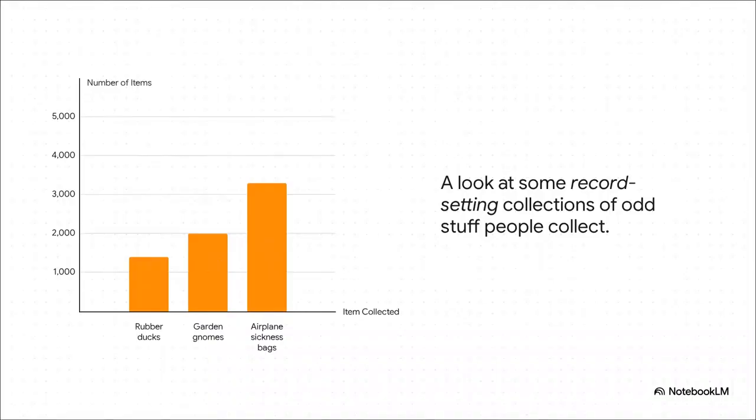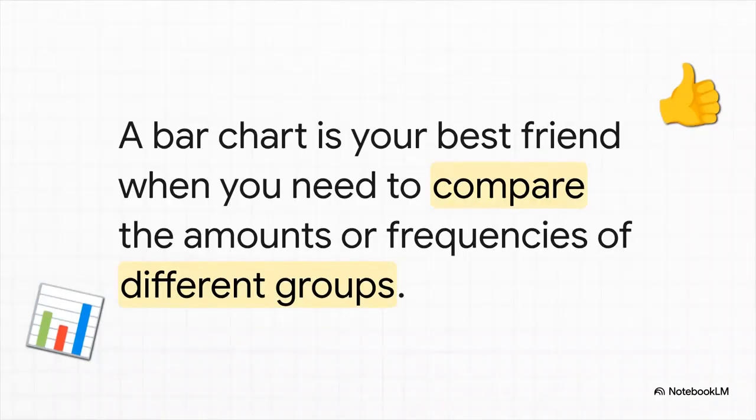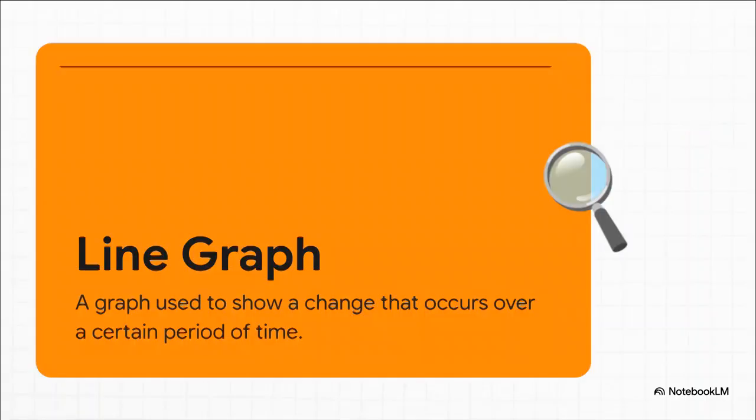And here is a fantastic, if slightly weird, example. This chart compares a few record-setting collections. You can see it instantly, right? The biggest collection is, wait for it, 3,300 airplane sickness bags. It's a bit crazy, for sure, but it's a super memorable way to see a bar chart doing its job perfectly. So the bottom line is really simple. If you ever need to compare different things, different products, different groups of people, a bar chart is going to be your best friend.